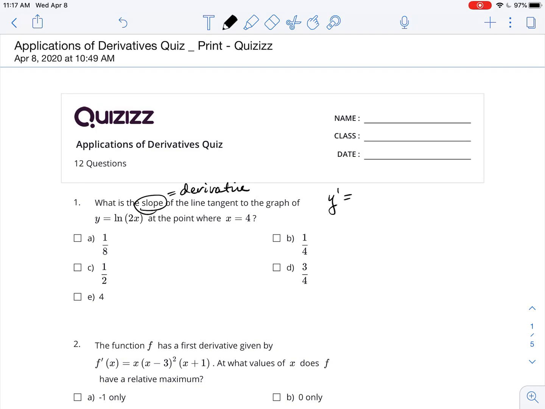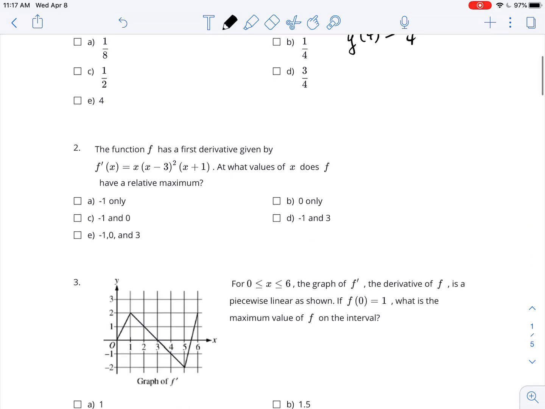That means derivative. So I'll find the derivative of this function, y prime, and the derivative of natural log is the reciprocal function. And this is also the chain rule because we have an inside function, so 1 over 2x times 2, and that's just 2 over 2x, which is just 1 over x. Y prime at 4 is just 1 over 4.